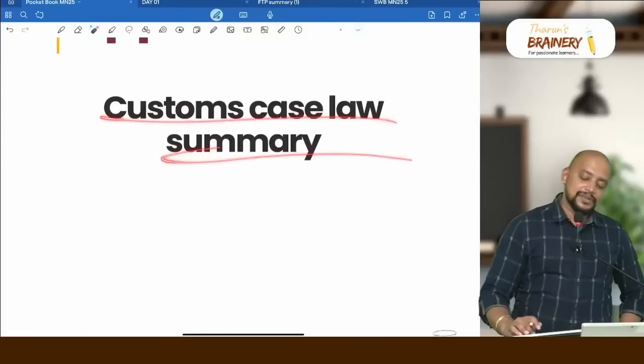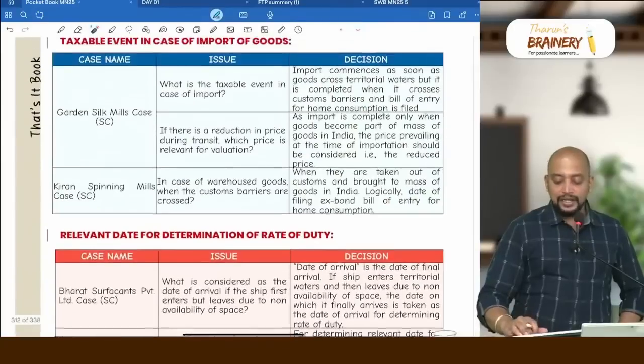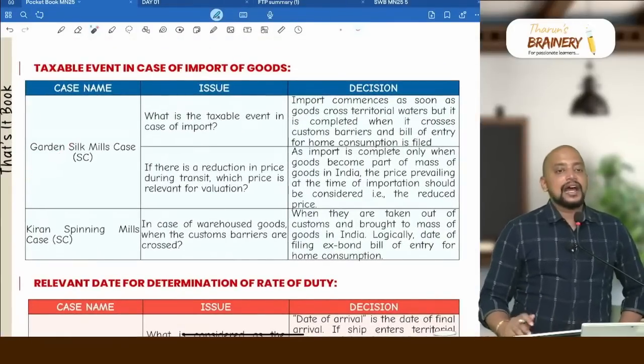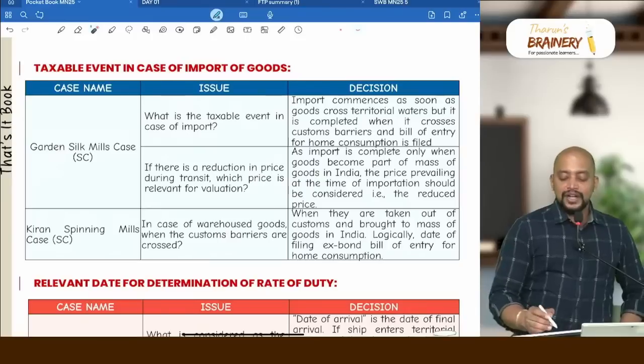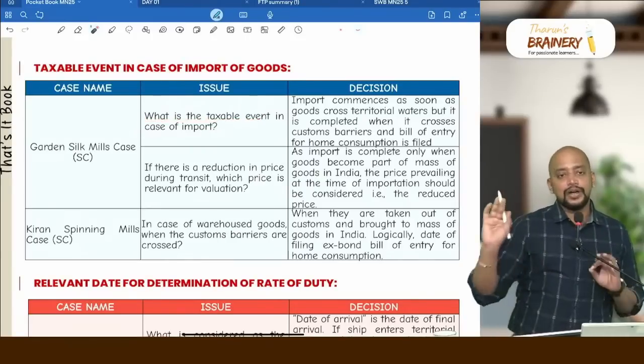So you can see the customs case law summary which is given here. Page number 300 onwards you can see. First one, Garden Silk Mills case. In Garden Silk Mills case already we know what is a taxable event in case of import. So I just gave the case name, issue and the decision.